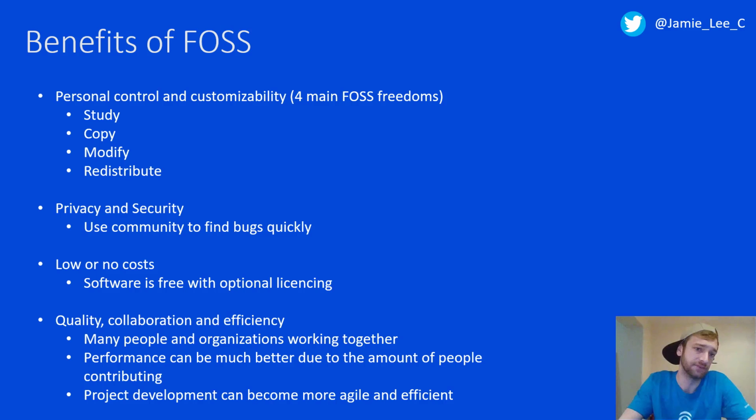So the general benefits of open source: study, copy, modify, redistribute. But then you also have things like privacy and security. Having a big community around the world and lots of different eyes looking at your code will definitely help you find bugs a lot quicker. Again, you have low or no cost, so software is generally free with open source. And when you get to the point where you want to shout at someone about something, you have the ability to have optional licensing with most projects. And with such a big community, especially if they're global, it can increase quality, collaboration, and efficiency.